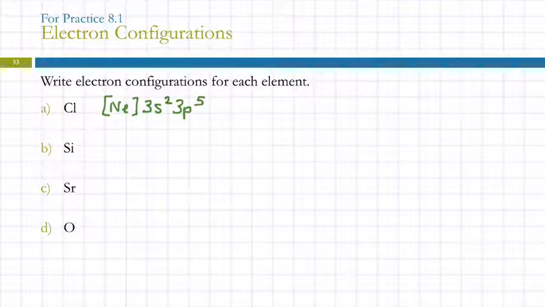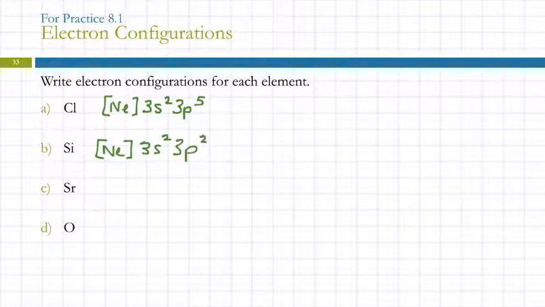Okay, what about silicon? Same noble gas. So after the neon comes 3s2 and 3p, but we're only going 2 blocks in, so there's only 2 electrons in there.